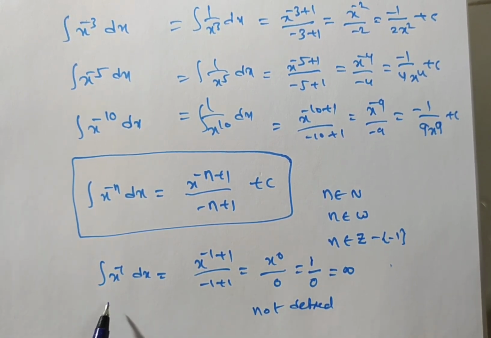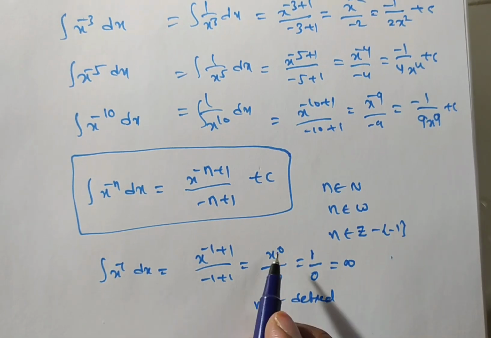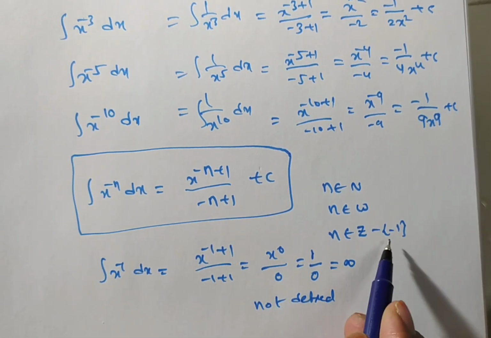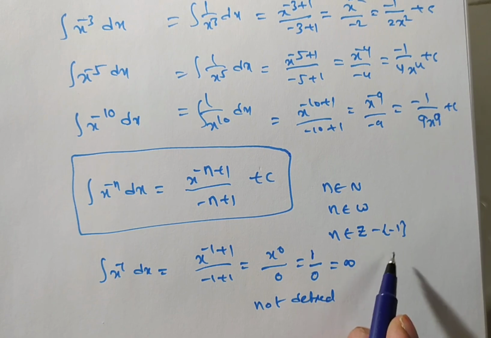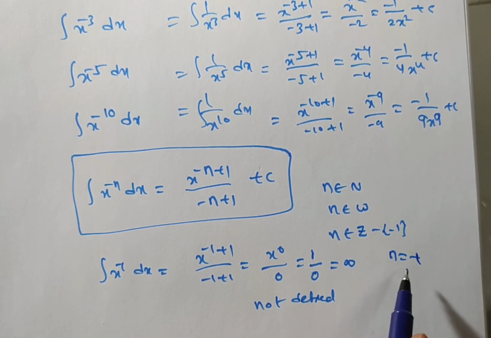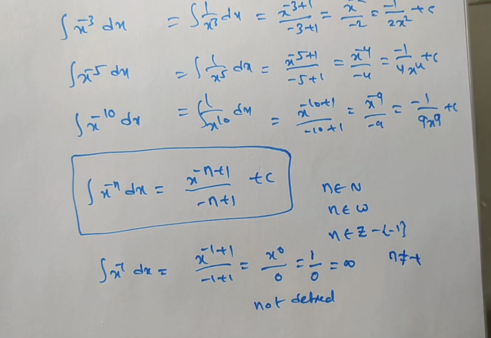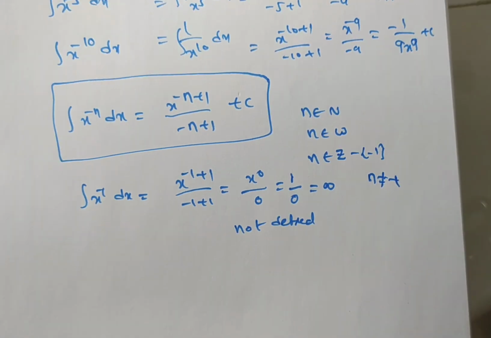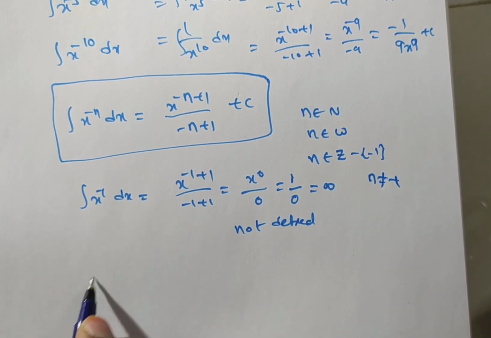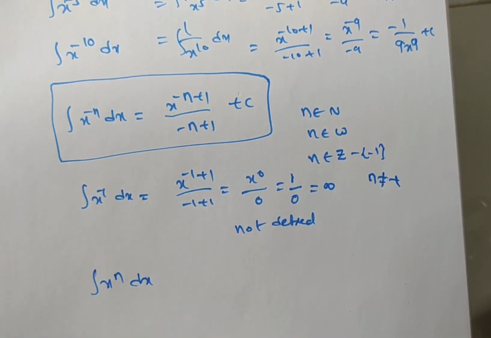So this formula is not applicable for n equal to minus 1. At n equal to minus 1 it is not applicable. So what we are taking is n not equal to minus 1 only, we are taking the first standard form. Next. Friends, every time they won't give integral x to the power of n dx form.